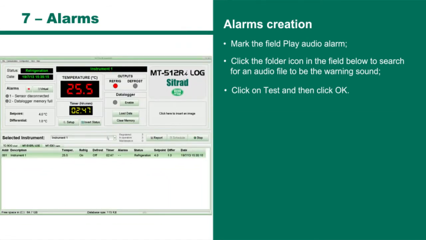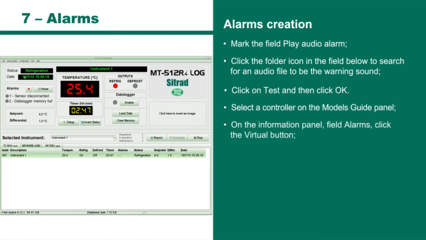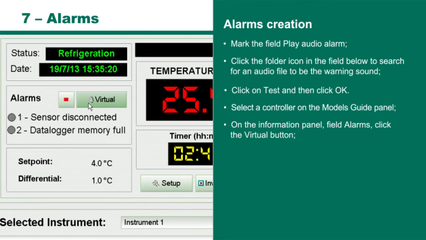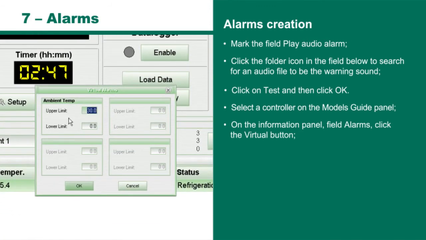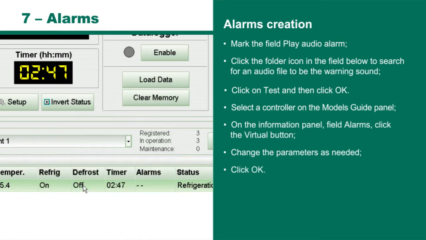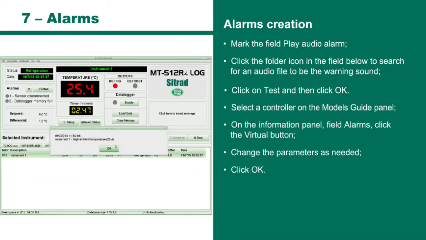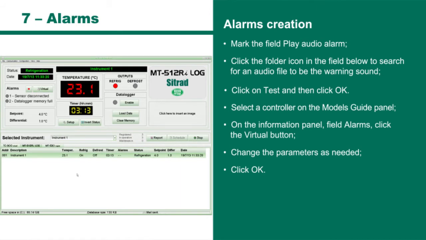Now configure the temperature limits of the controllers. Select a controller on the Models Guide panel. On the information panel, Alarms field, click the Virtual button. Change the parameters as needed. Some parameters for the alarm are modified in the Controller Parameters list. Click OK. From now on, when temperatures go above or below the set limit, Sitrad will notify you so you can correct the alarm condition.